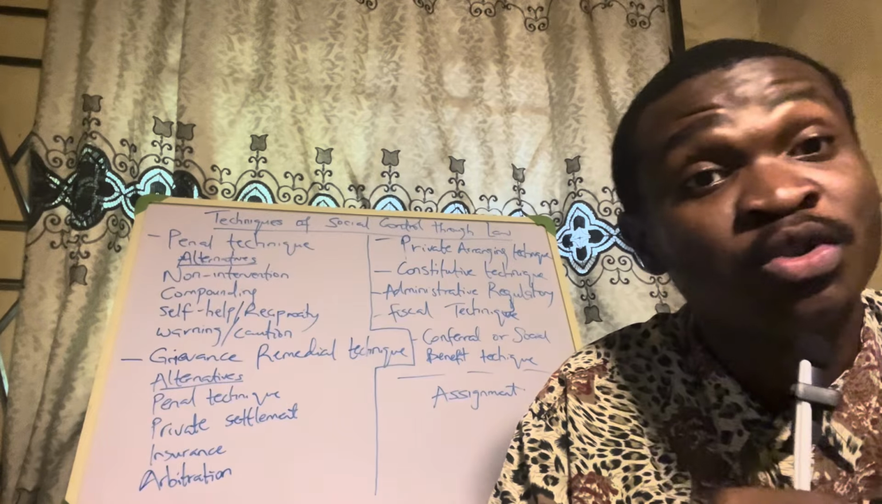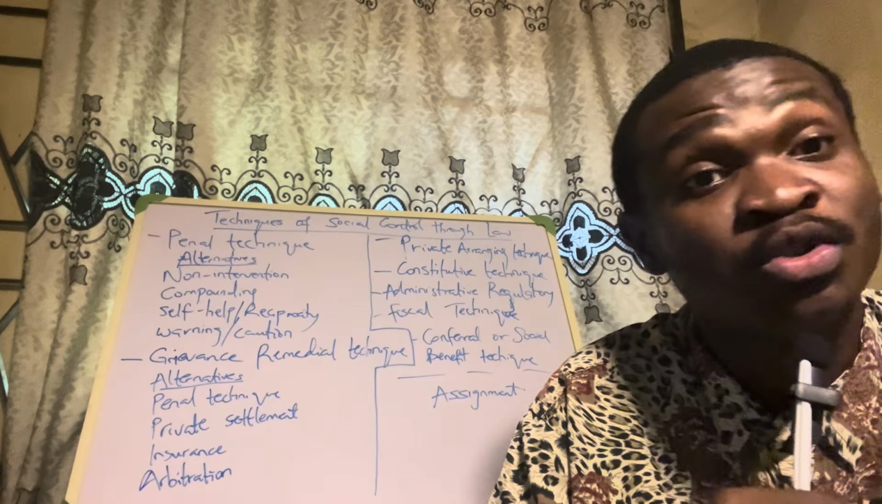So, but if he is found guilty, then he will be pronounced guilty and he will now be sentenced to whatever punishment the law has prescribed. So that is penal technique. How does it now control our social behavior?